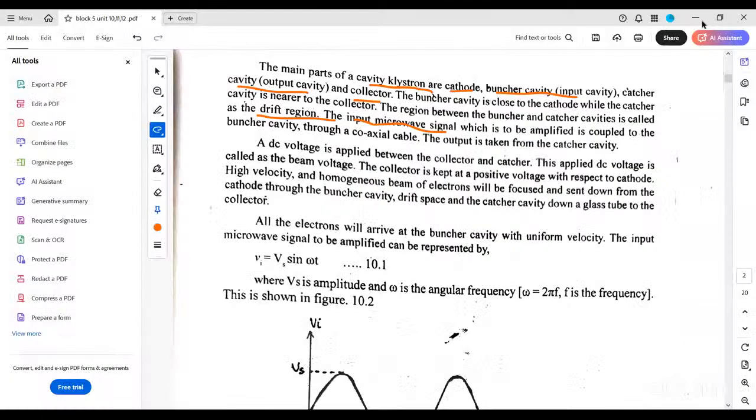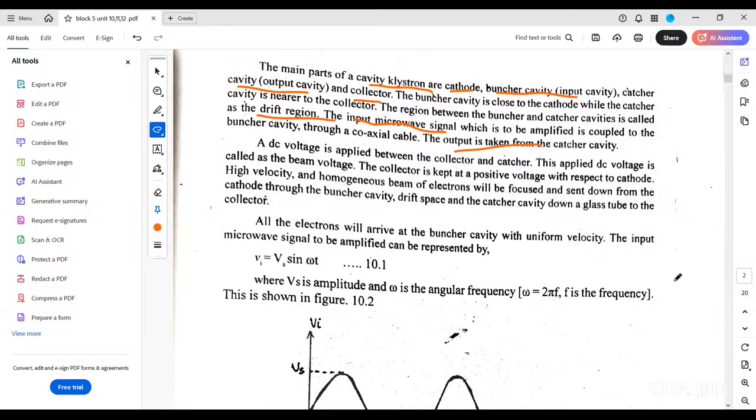And where are we collecting output? We are collecting output across the collector, but the radio frequency microwave signal is again passed to the radio frequency output. But the main output we connected is the catcher cavity. The output here is taken from where? The catcher cavity. This catcher cavity output is again a radio frequency signal only, it is coming back, but the electrons are collected across the collector.